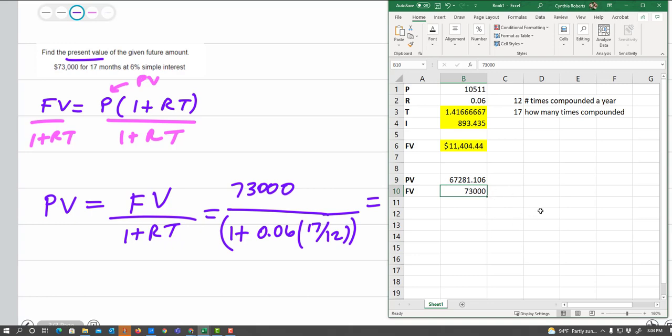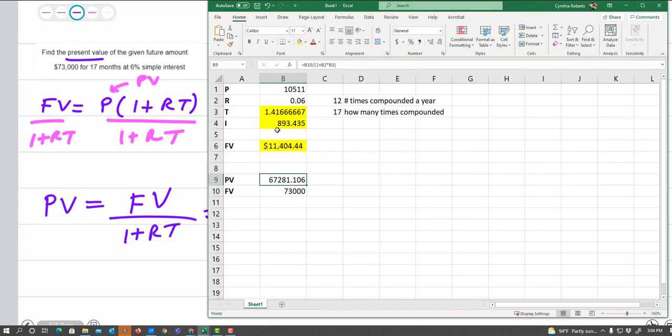So it's really learning how to use these formulas over and over. So now, let's say, well, what if I don't have $73,000? Let's say I only have $10,000. Well, that tells me how much I would start with to get $10,000 in 17 months.